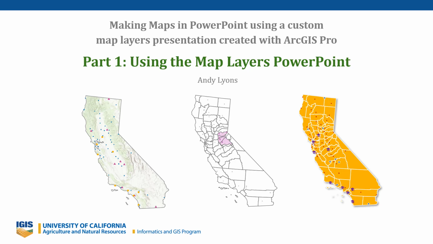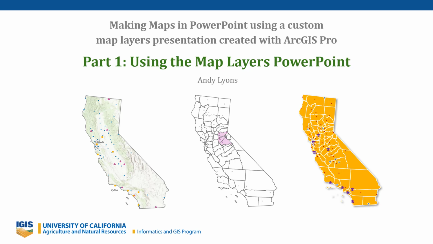In this two-part video series, I'm going to demonstrate how you can make a custom PowerPoint presentation containing map data using ArcGIS Pro, and then use that PowerPoint to make custom maps entirely within PowerPoint using PowerPoint's familiar formatting tools. In this first video, we're actually going to start in reverse and look at the map layers PowerPoint that was created with ArcGIS Pro. After going through some general methods, I'll actually demo how you can make the three maps shown here entirely within PowerPoint.